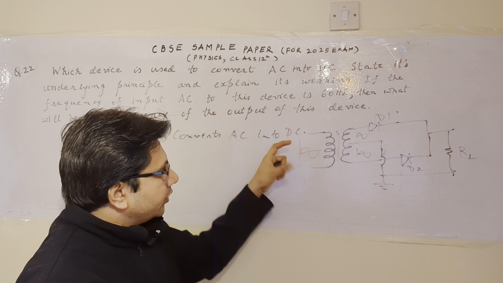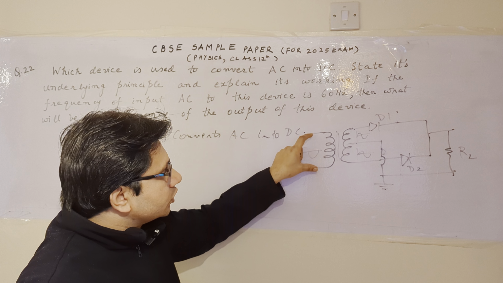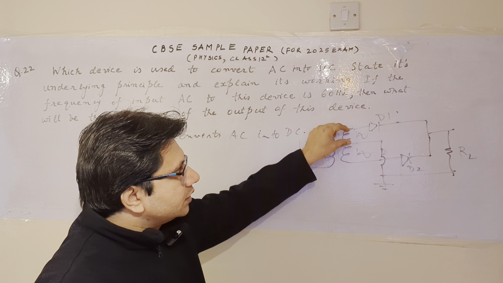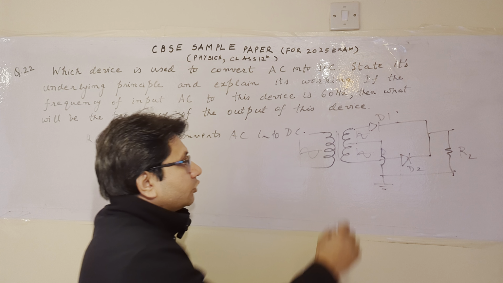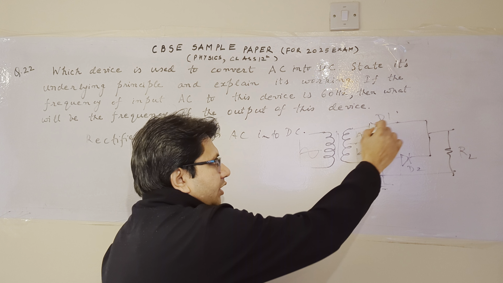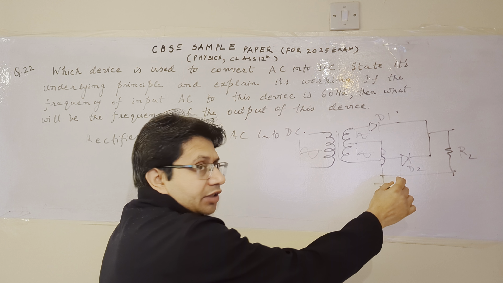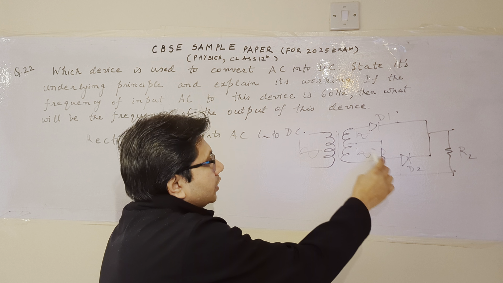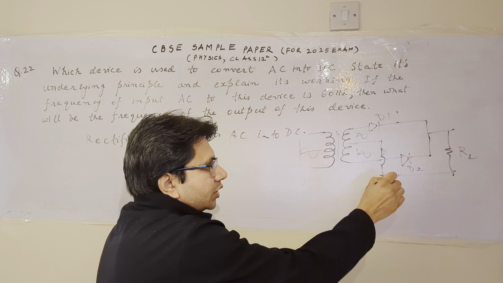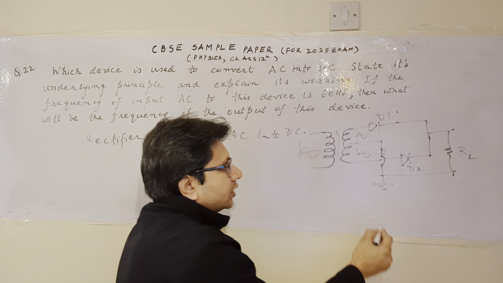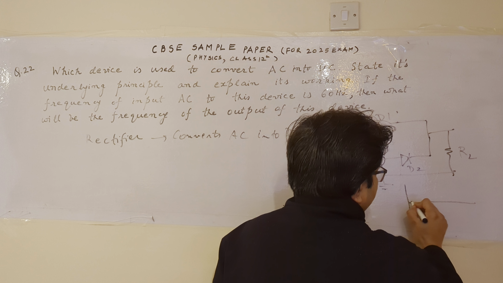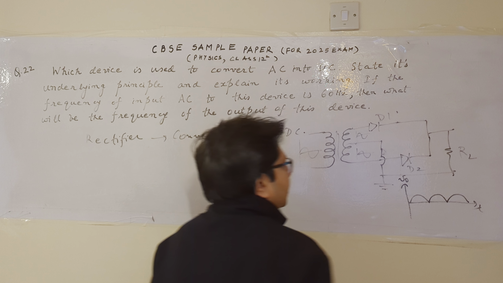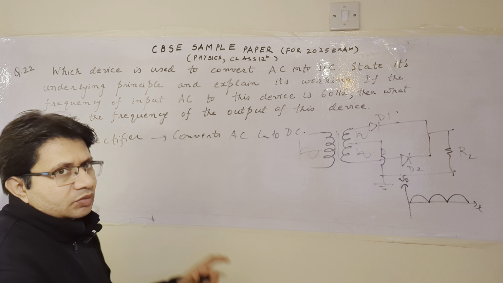We apply the input signal at the input pair of terminals of the step down center tap transformer. At the secondary side, there are two sections of the windings. The first section of winding goes to the diode D1 and the second section of the winding goes to diode D2. In the positive half cycle, the diode D1 conducts, D2 is off, and in the negative half cycle, the diode D2 conducts, D1 is off. So we get the final output voltage waveform like this. We have to draw the output voltage waveform also to explain the working of this particular rectifier. So this is the working.